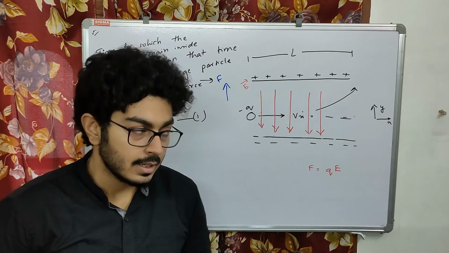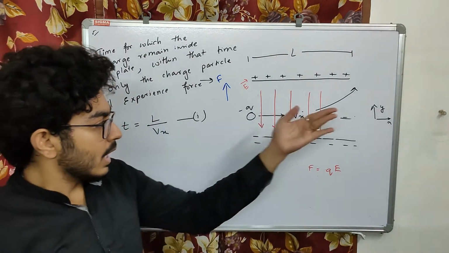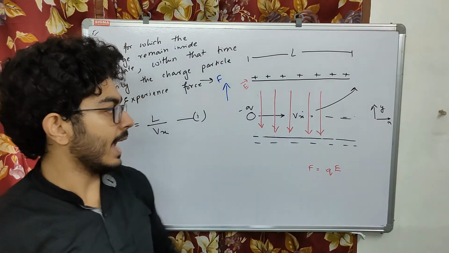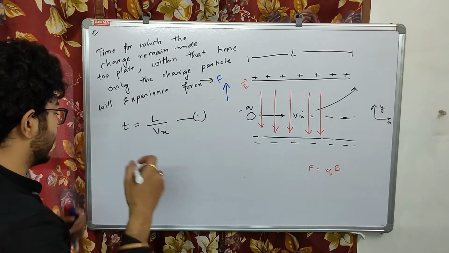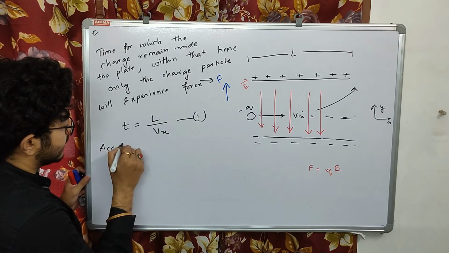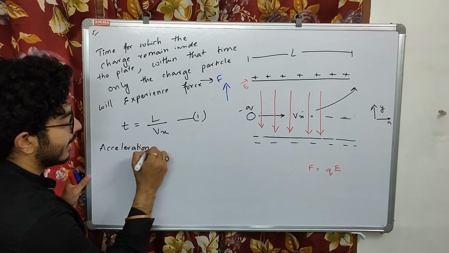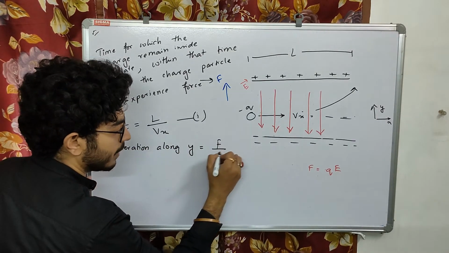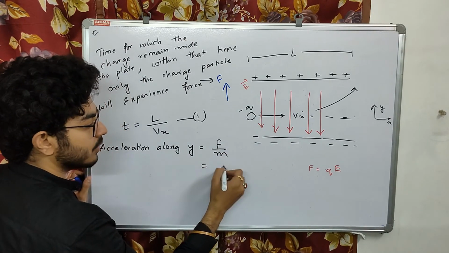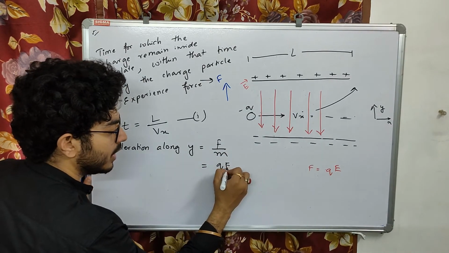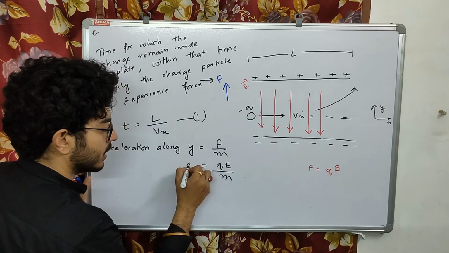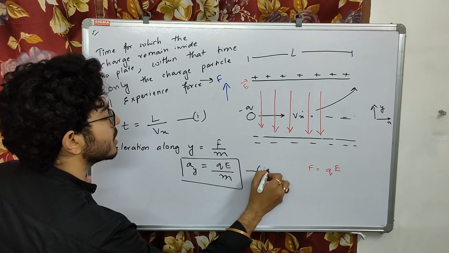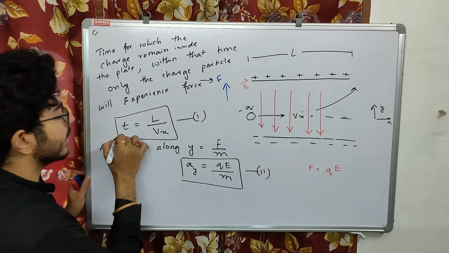Okay. Now, what will be the acceleration along the y-axis? Acceleration along the y-axis will be force divided by m. So force will be QE by m. So this becomes the acceleration along y, and this becomes the time along y.